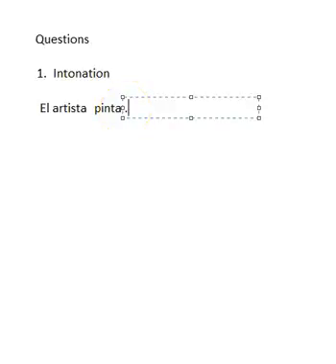Finally, we'll talk about how to make questions in Spanish. The first way that you can make a question is by changing your intonation. By that I mean, let's look at El artista pinta. As it stands, that's a sentence. Just a simple statement. El artista pinta. You should have a punctuation there, sorry. El artista pinta.